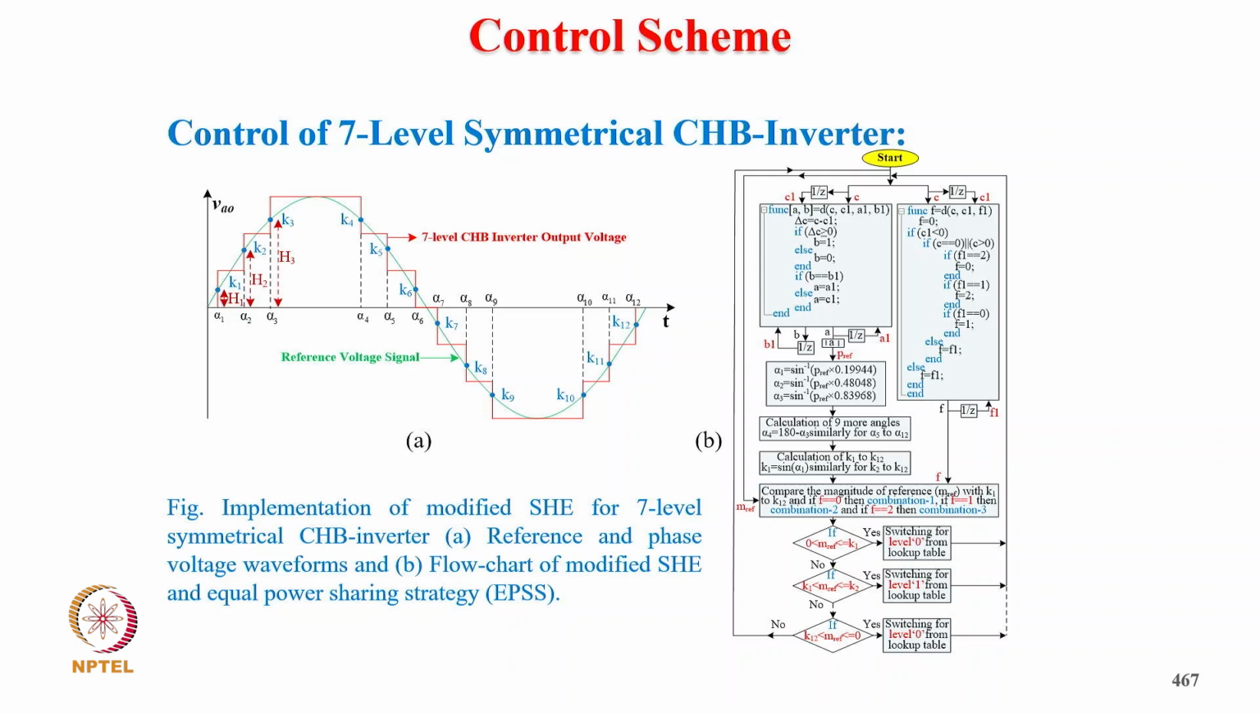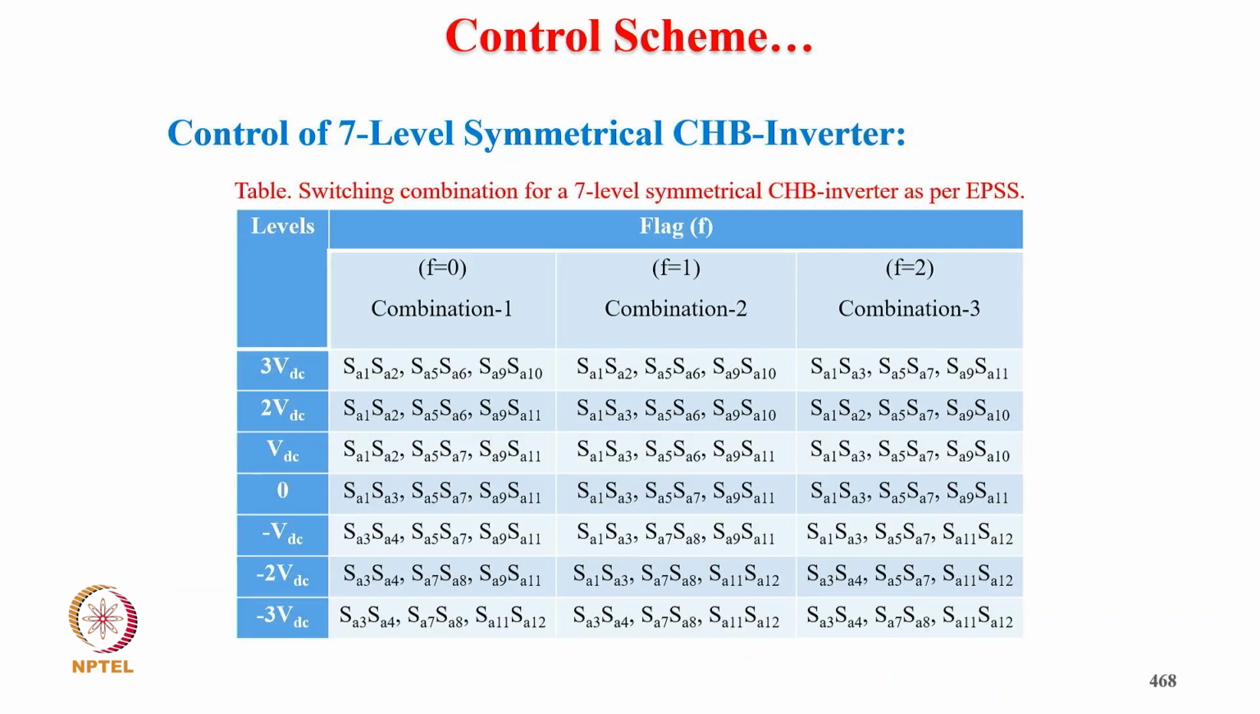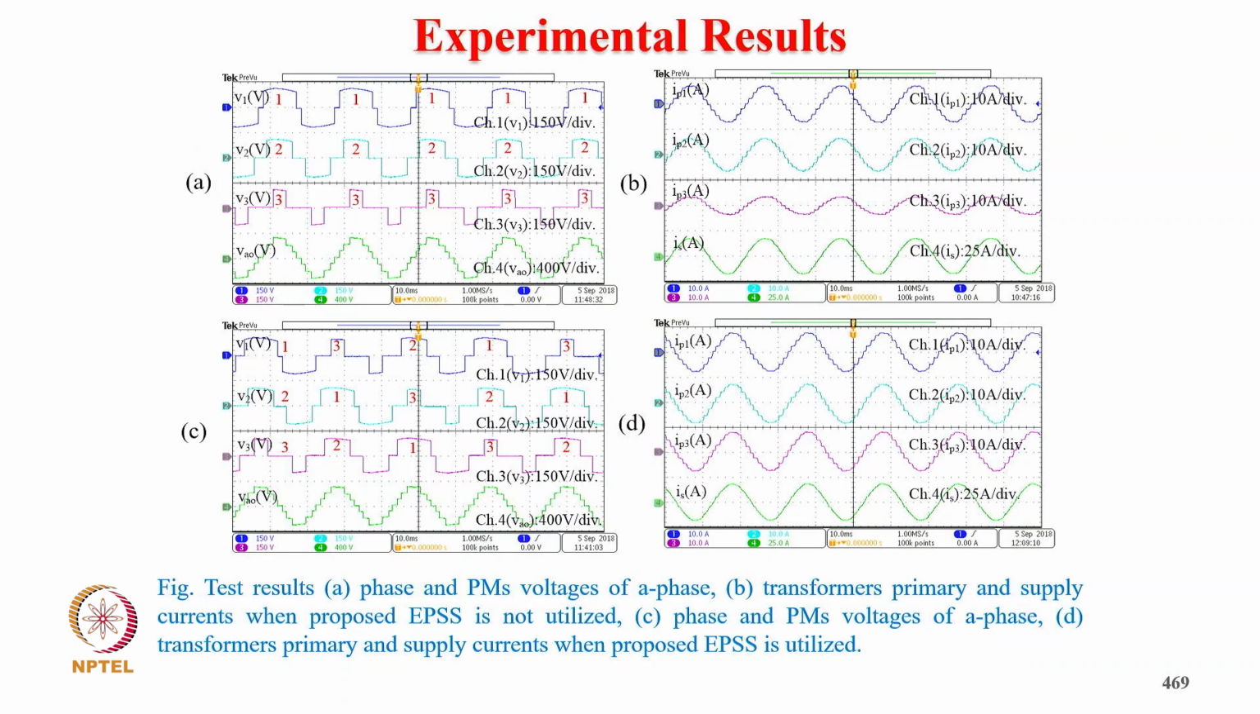So you can clearly see the implementation of modified selective harmonic elimination for the 7-level symmetrical cascaded H-bridge inverter, the reference and phase voltage reference, and the flowchart for the modified equal sharing strategy. So you can see in the flowchart how the angles are calculated and how it is coded to calculate 9 angles, and then calculation of K1 to K12 and compare the magnitude and then go to different levels. And these are typically the switching table combination for the 7-level inverter for flag combination F equal to 1, 2, 3, and then the number of levels corresponding to switching. And these are typically the experimental results after implementation.